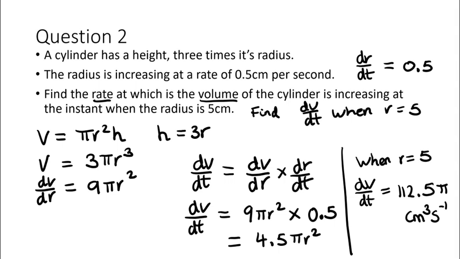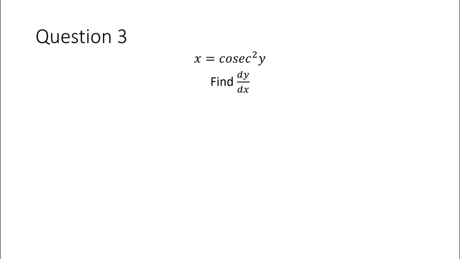The final problem on the differentiation side, we'll look at next, question 3. So we've got that x is cosec squared y, and we're going to find dy by dx. Now, what I'm going to do here, rather than rearrange this to make y the subject, is I'm going to just find dx by dy, because that's going to be far simpler than rearranging it to make y the subject and then doing dy by dx. I can find dx by dy with not too much difficulty, and then I can do the reciprocal of that to get me dy by dx. So let's go ahead and do that.